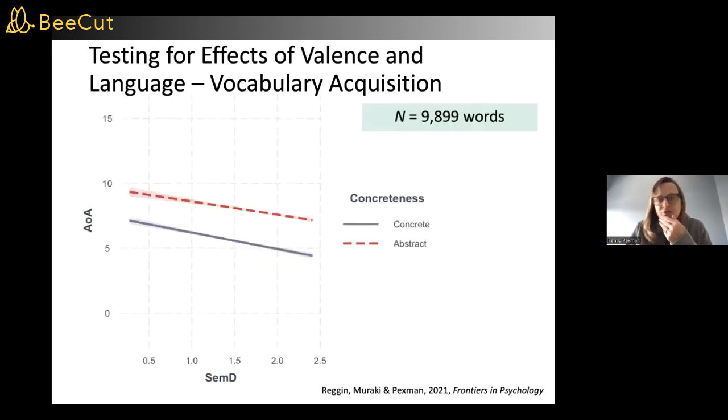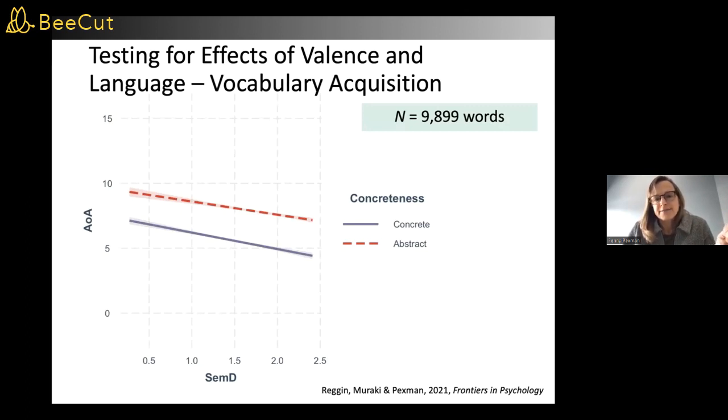So these are the data. This is a retrospective post hoc analysis of existing acquisition data and also other existing psycholinguistic norms. We had a set of about 10,000 words that we were able to look at. On the left, on the y-axis, is age of acquisition. This is the grade at which the word was acquired on average in those Brysbaert vocabulary acquisition data.